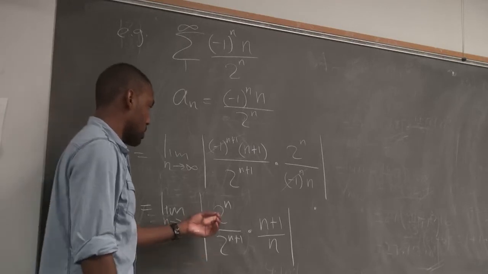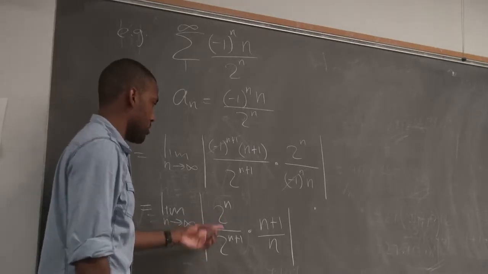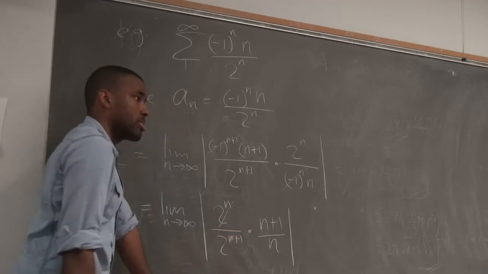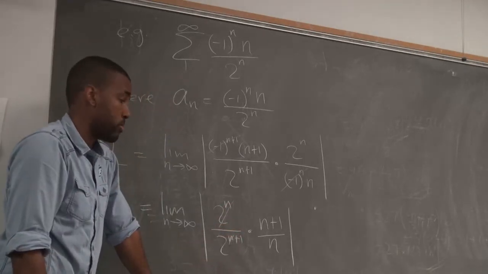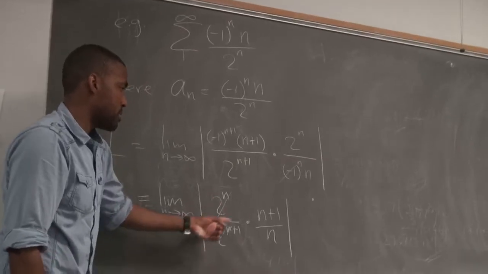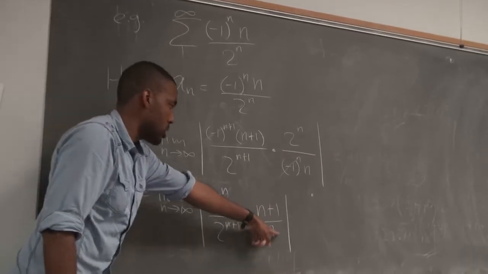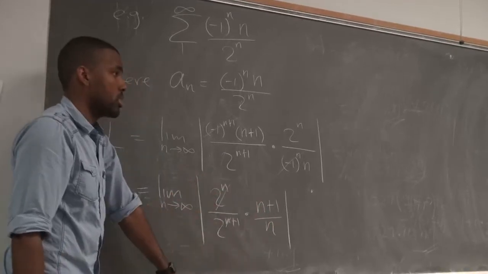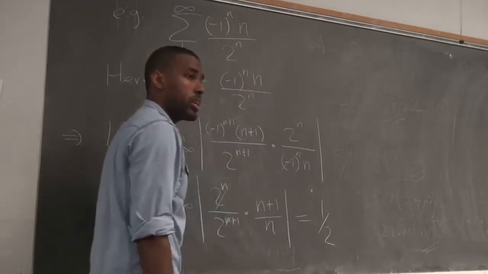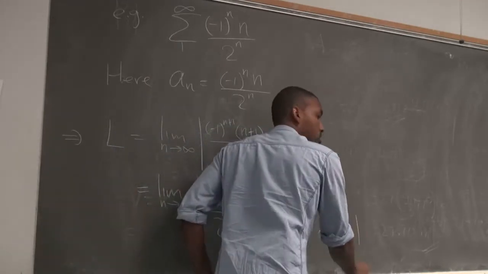Correct. So the next thing we're going to do is start to simplify these. So this actually goes into that, right? This actually simplifies to a half. And now we can take the limit. It's just a half times n plus 1 over n. What's the limit of this as n goes to infinity? It's 1. So this whole thing just approaches a half, right? Which is less than 1.